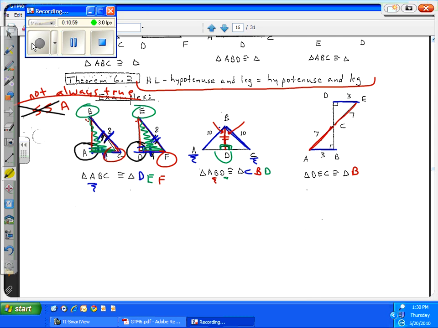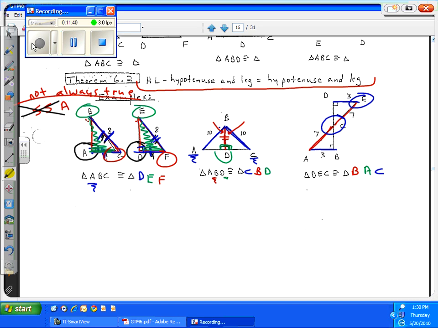D was 90, B is 90, so B goes first. E, at this point, we really wouldn't know what it goes to. It looks like it would go to A, but you really can't say that. We do know, though, that the C's are equal because they're vertical, so that puts C last, and then by default, A is the one that goes with E, okay? Any questions on hypotenuse leg and angle side?